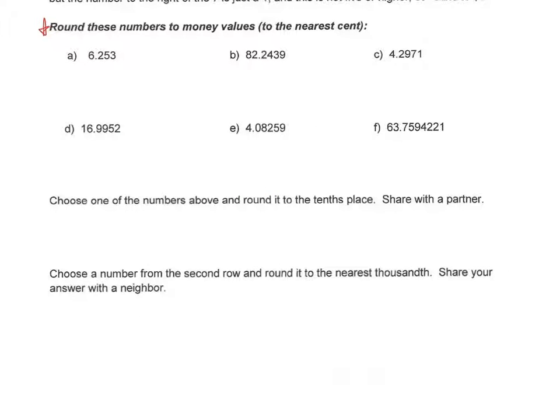So if we're rounding to the nearest cent, you have to underline the hundredths place and circle the one right beside it. The 3 is going to make the 5 stay the same, so it's $6.25. Let's try one more.